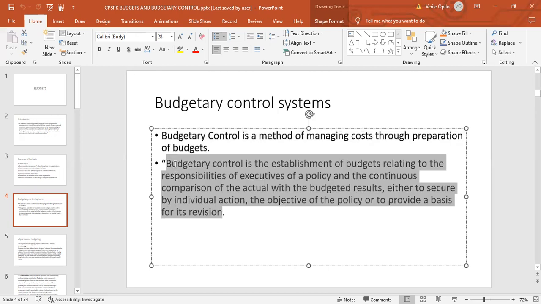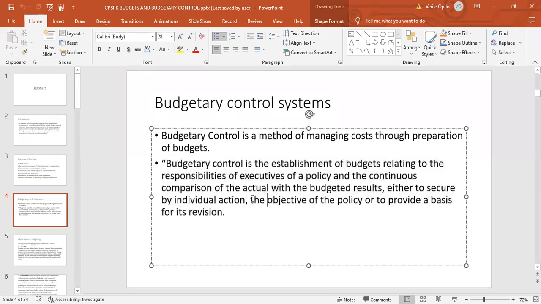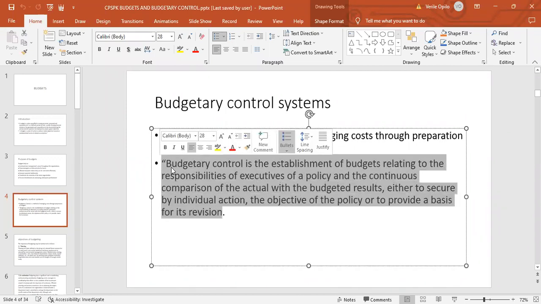Alternatively, we can say that budgetary control is the establishment of budgets relating to responsibilities of executives of a policy and the continuous comparison of the actual with the budgeted results, either to secure by individual action the objective of the policy or to provide a basis for revision. You go back and look at why we were not able to achieve the cost that we wanted. Why are we not able to achieve the sales revenue that the business intended to? Is there a problem regarding the efficiency in the organization? Is it a problem with the company, or is it a universal problem that all other firms in the industry are experiencing? In that case, we'll say that you have a budgetary control system.